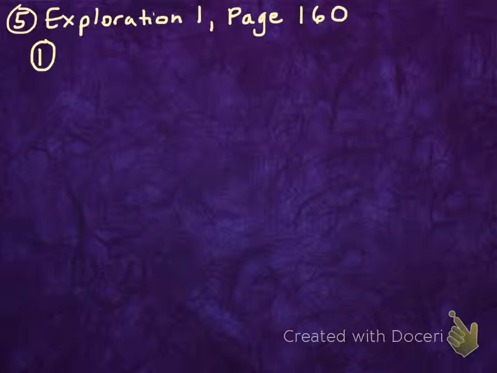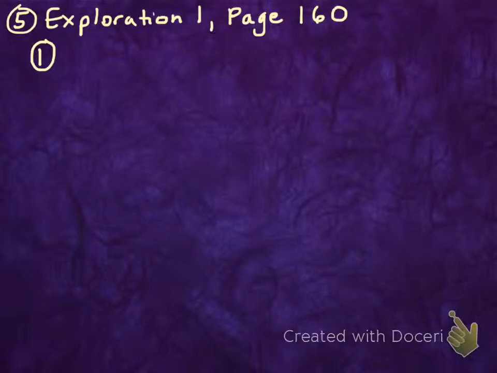On number 5 from the BAT list, you were to complete the exploration on page 160, which is really just exploring writing the equation of a line in an application situation. On page 160, we can read that Camelot Apartments bought a $50,000 building, and for tax purposes, they're depreciating it at $2,000 a year.